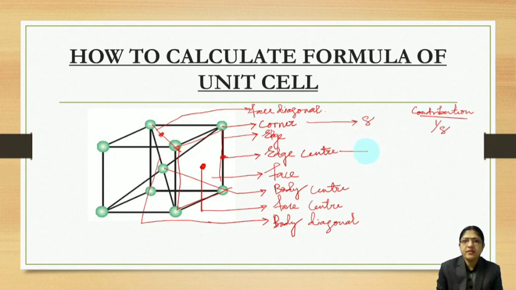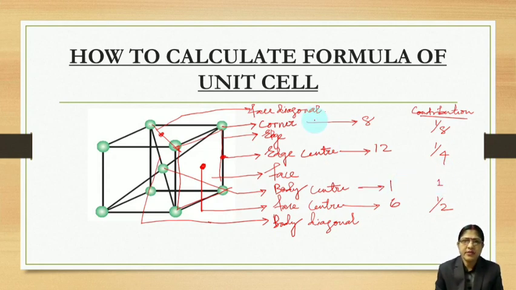Then edge center, how many edge centers are there? As we know, 12 edges are there in a cube, and its contribution is 1/4. Right? And here face center, how many face centers are there? 6 faces. So obviously 6 face centers will be there. Then its contribution is 1/2. Then body center, 1 body center is there, and its contribution is 1. Right?